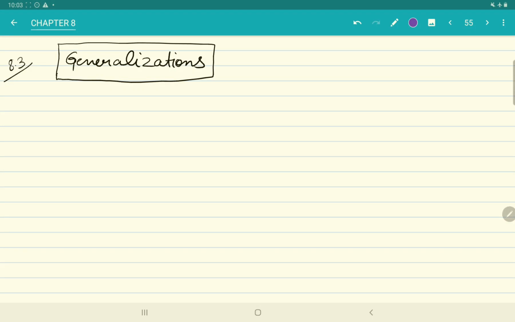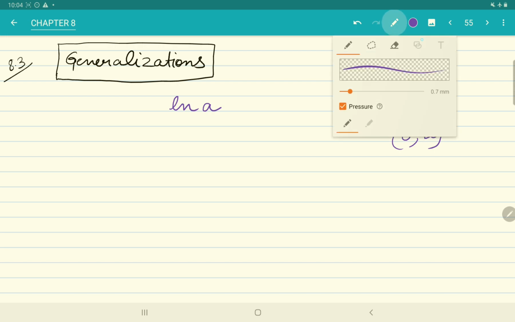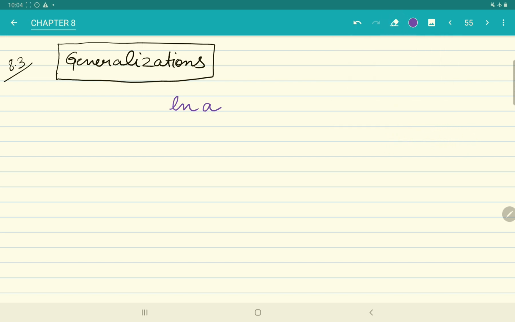I start with 8.3 generalizations. Here I start with the positive number a, which is greater than 0, and I now think of ln a. I also know that the domain of the natural logarithmic function is 0 till infinity, wherein we are not including 0. That's the domain of the natural logarithmic function. So I can easily think of a positive number a, and I can then think of ln a.